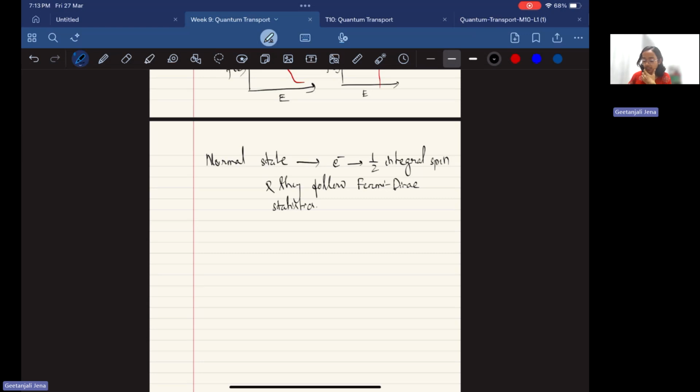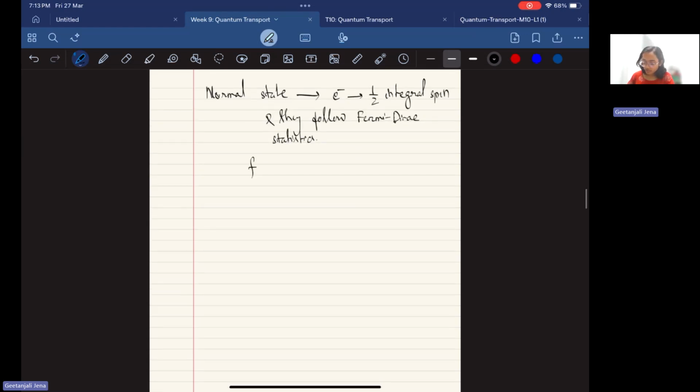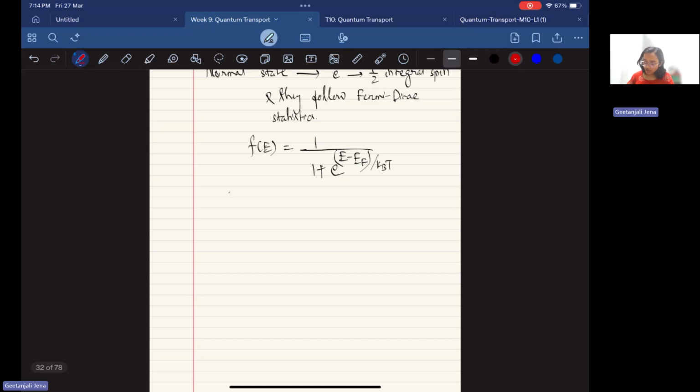So if you recall the Fermi-Dirac statistics, f of E is written as 1 over 1 plus e to the power (E minus EF) by kBT. And for a non-zero temperature, you can plot f of E versus E like this. This is for the normal state.